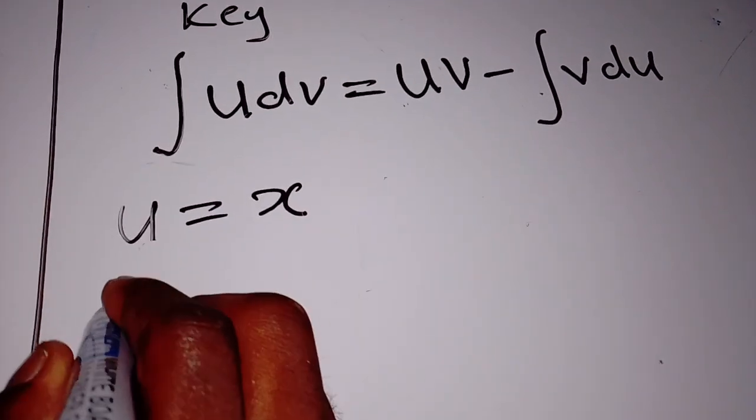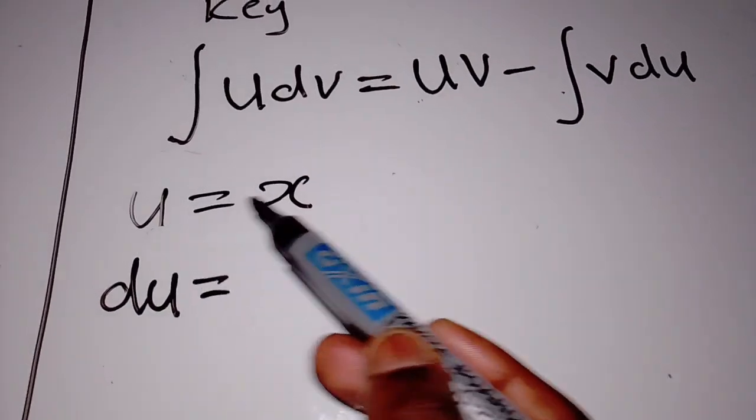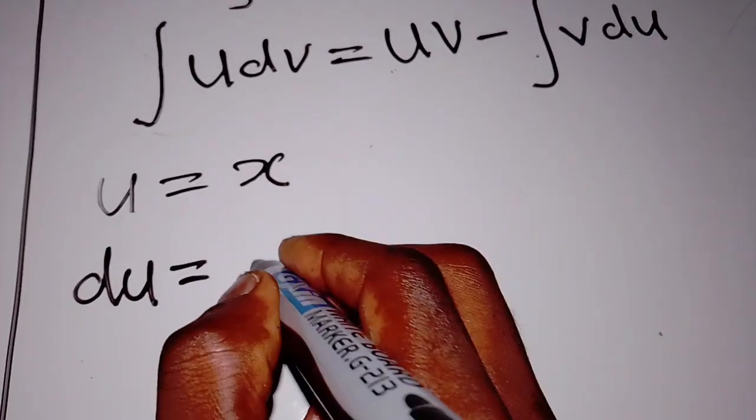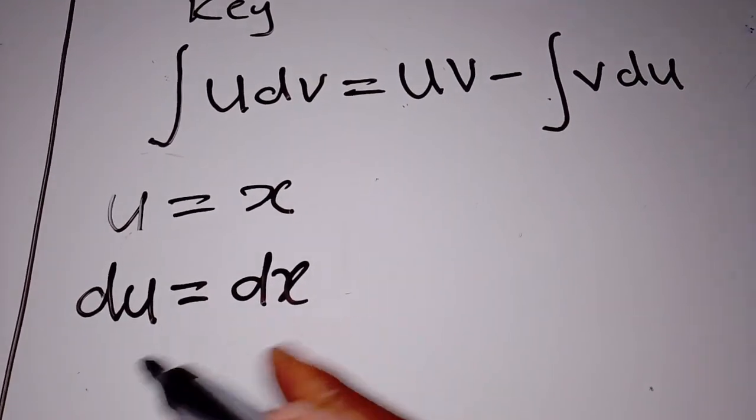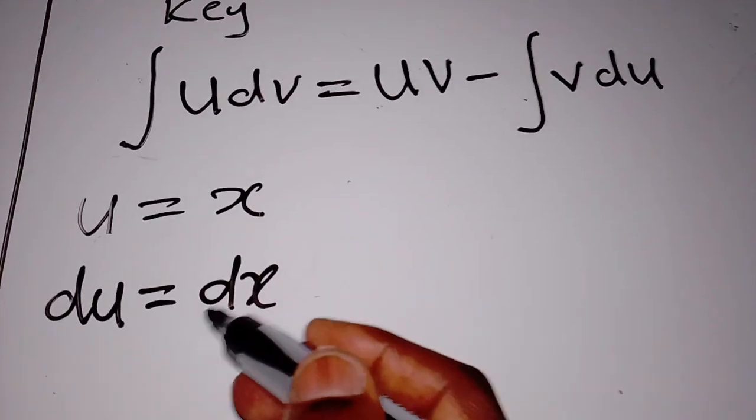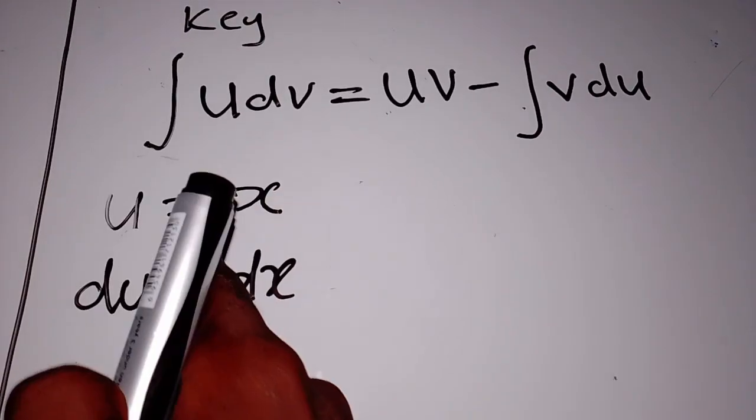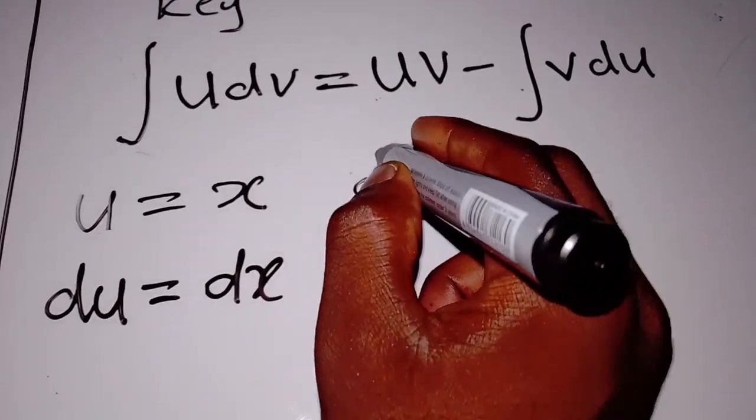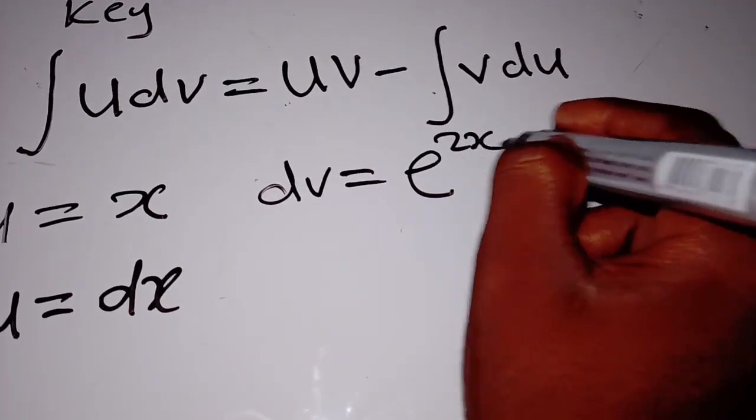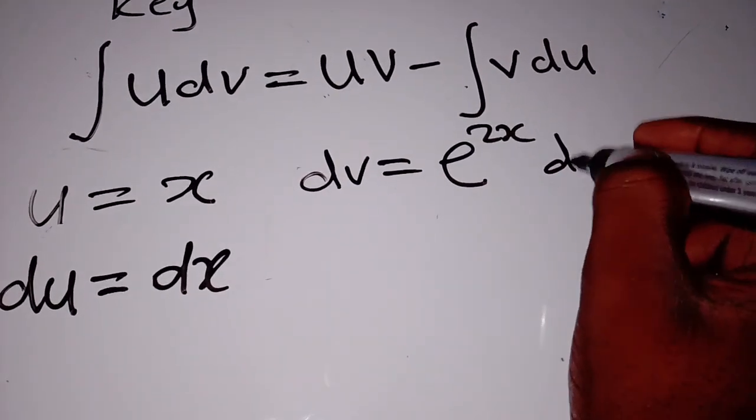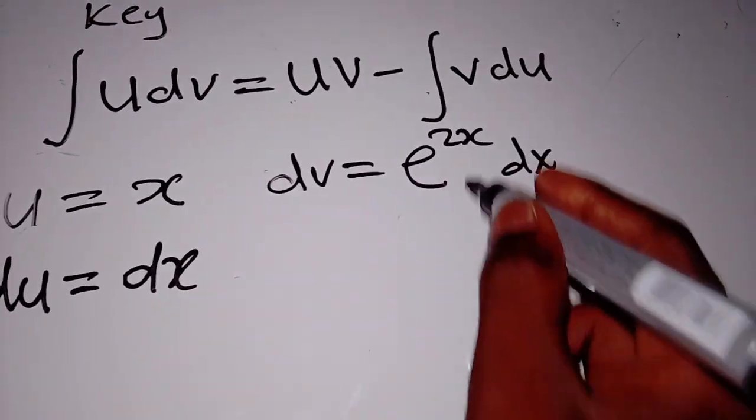Okay, so let's differentiate. So in that case, du, which means u with respect to x, will be equal to dx, because if you differentiate x it is just 1, so 1 dx, which is just dx. So our dv will be equal to e to the power 2x dx. So v with respect to what?